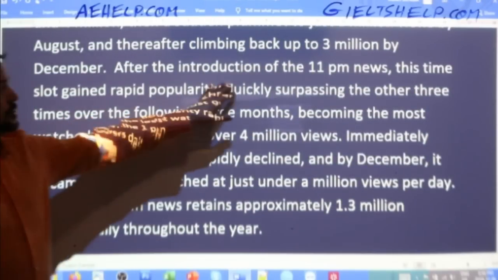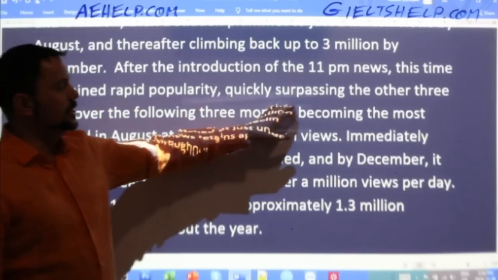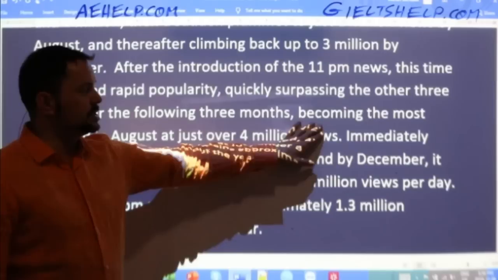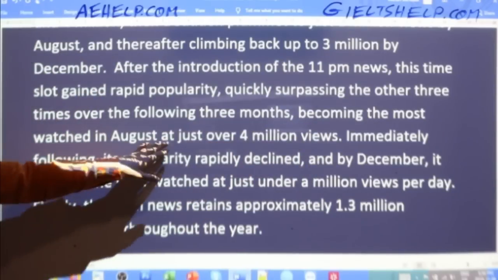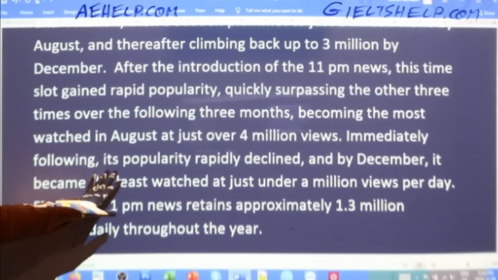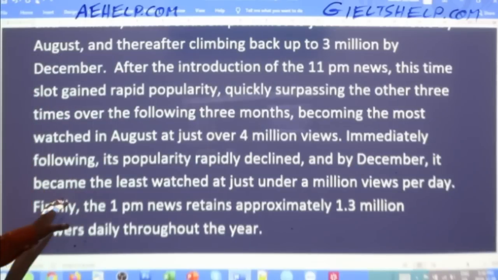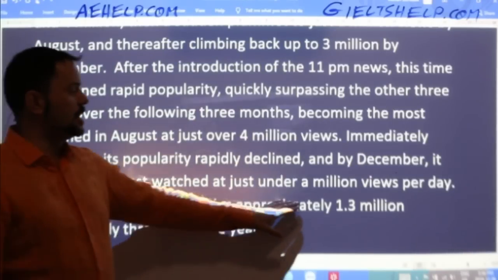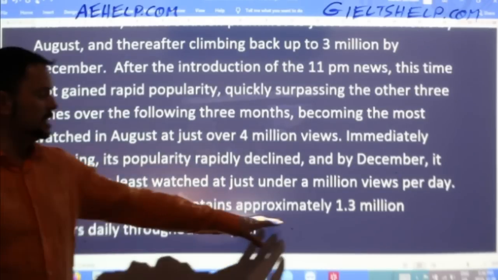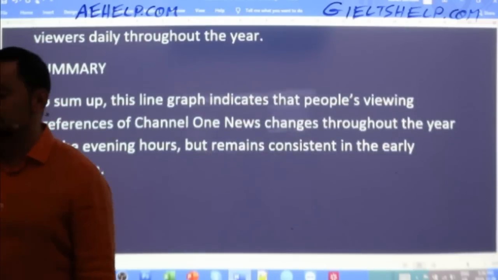After the introduction of the 11 p.m. news, this time slot gained rapid popularity, quickly surpassing the other 3 times over the following 3 months, becoming the most watched in August at just over 4 million views. Immediately following, its popularity rapidly declined, and by December, it became the least watched at under 1 million views per day. Finally, the 1 p.m. news retains approximately 1.3 million viewers daily throughout the year.